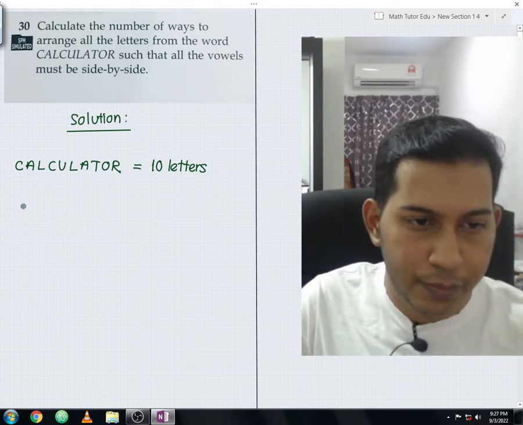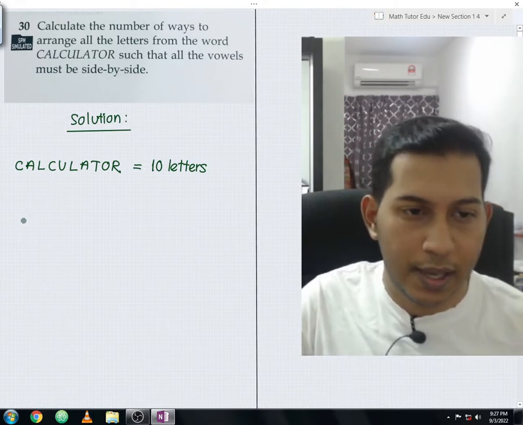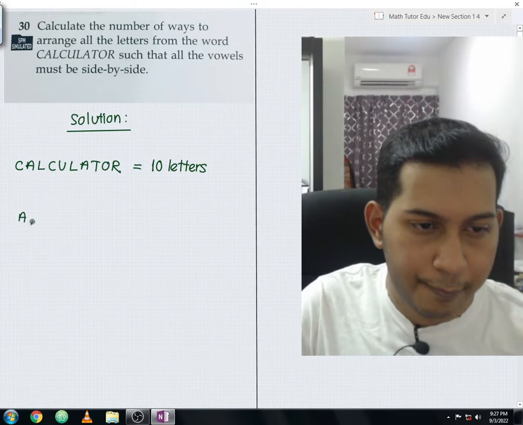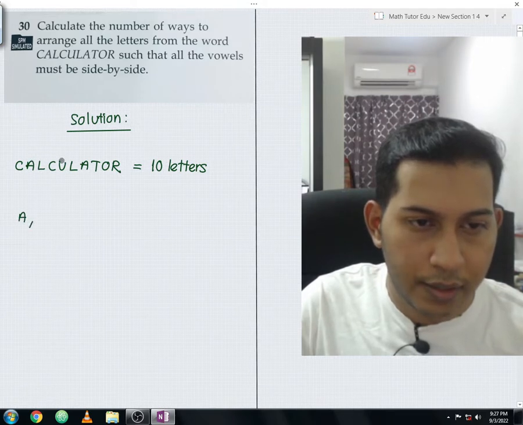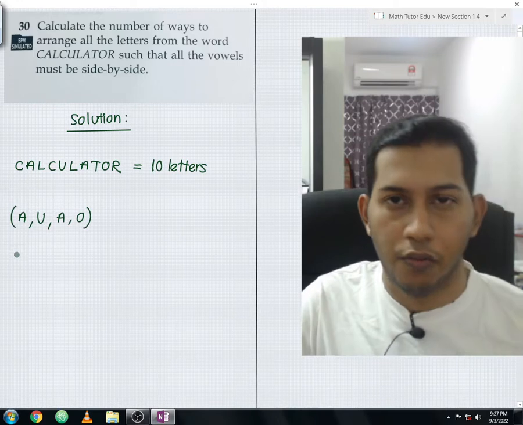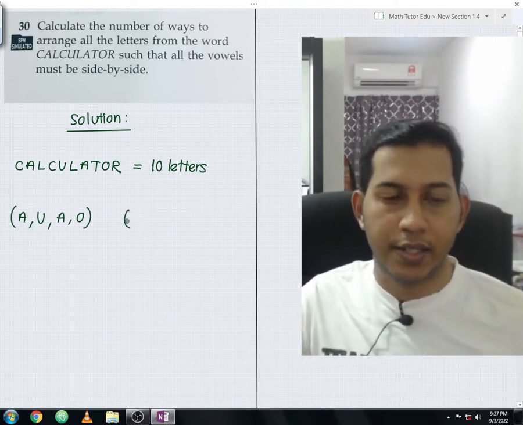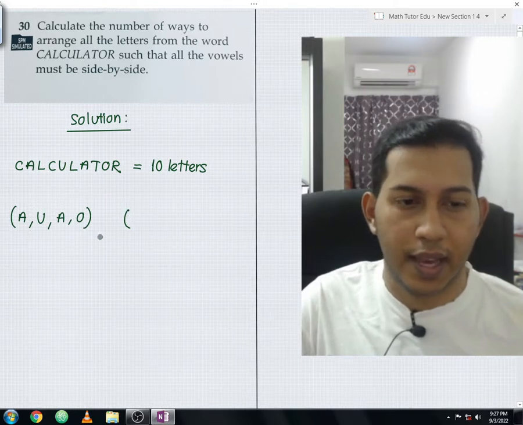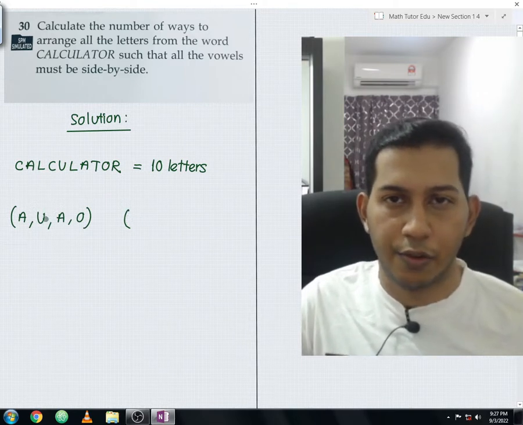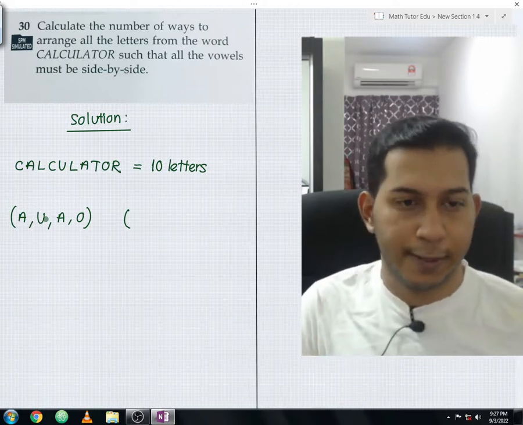Let us start with the vowels, which I'm going to write down on the left hand side. You have letter A, then letter U, then letter A again, and then letter O. So you have 4 vowels. On the right hand side, I'm going to write down the consonants. Anything other than A, E, I, O, U is a consonant, guys. I hope you know this.